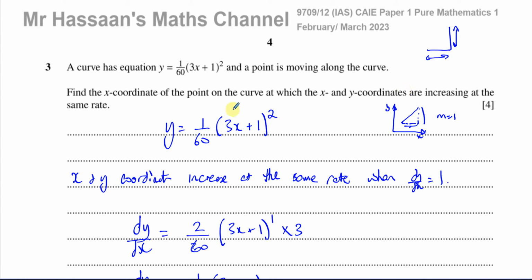So that concludes this question. Pretty short, simple question from this paper.